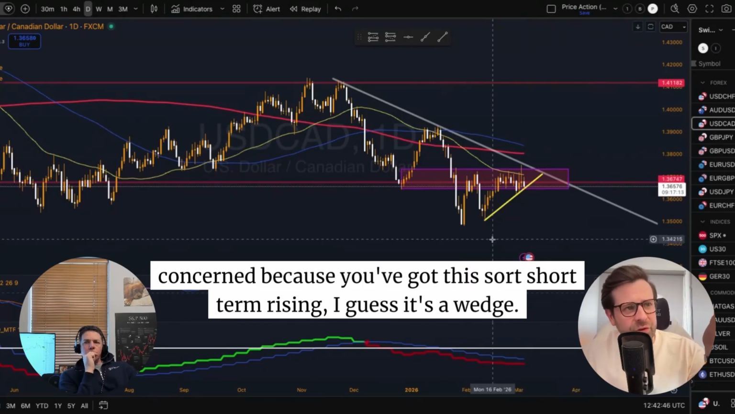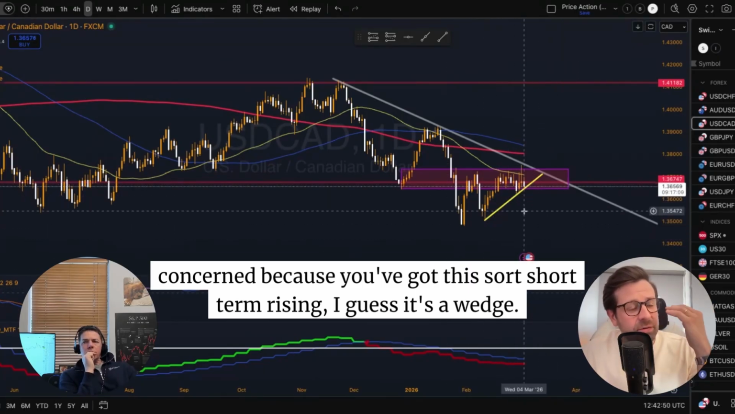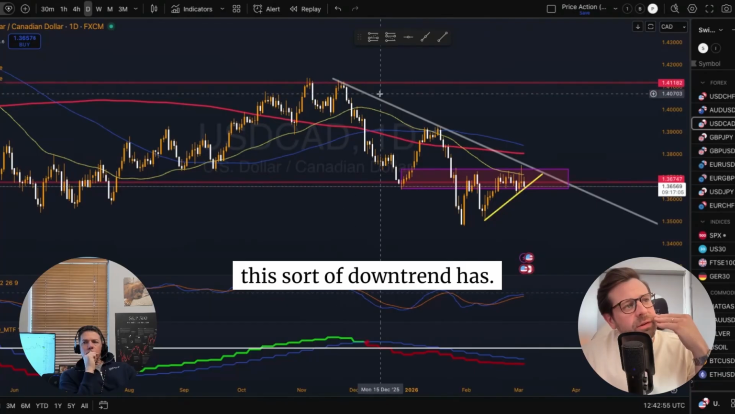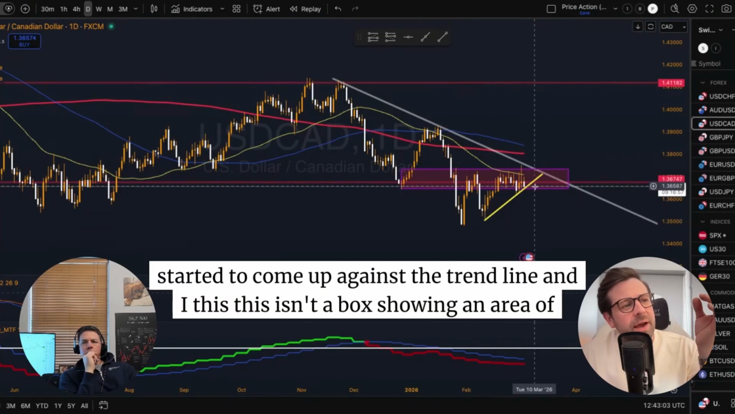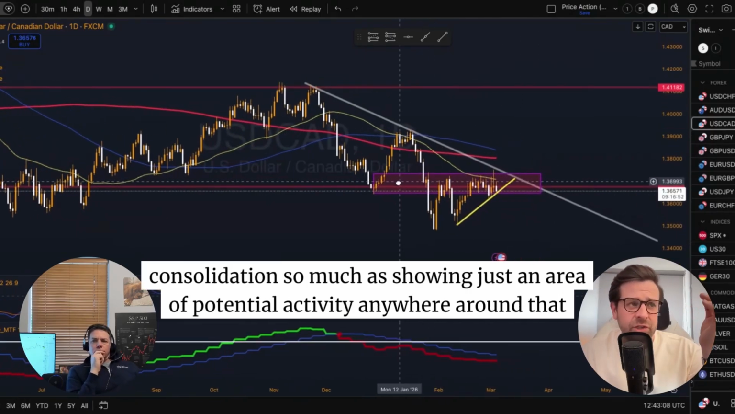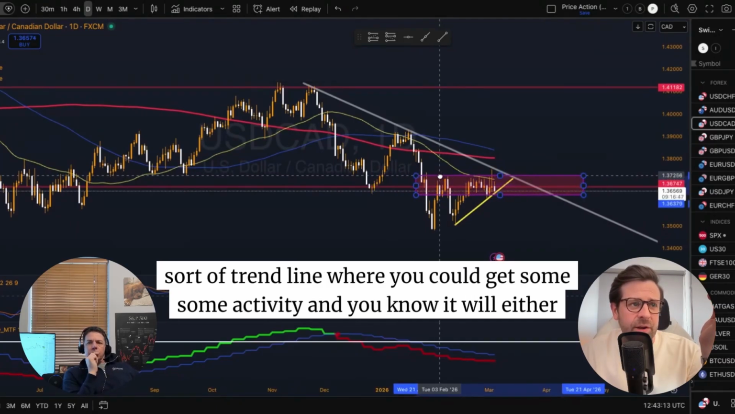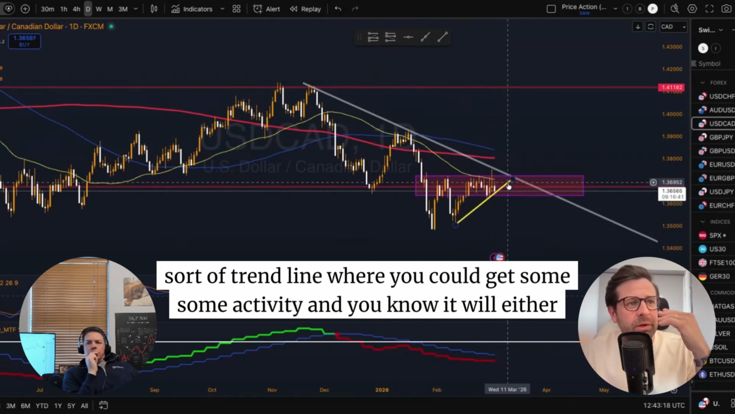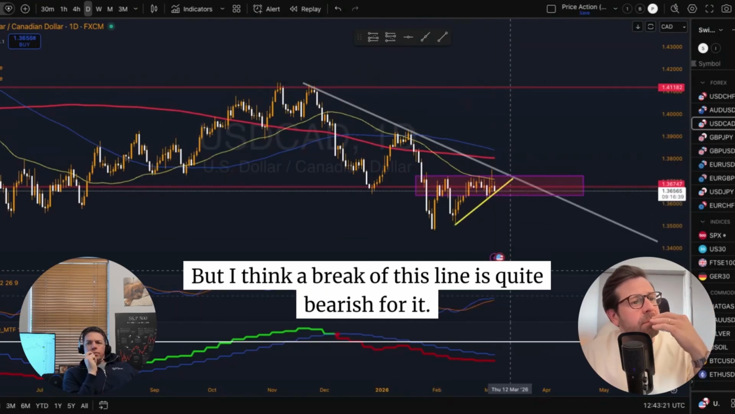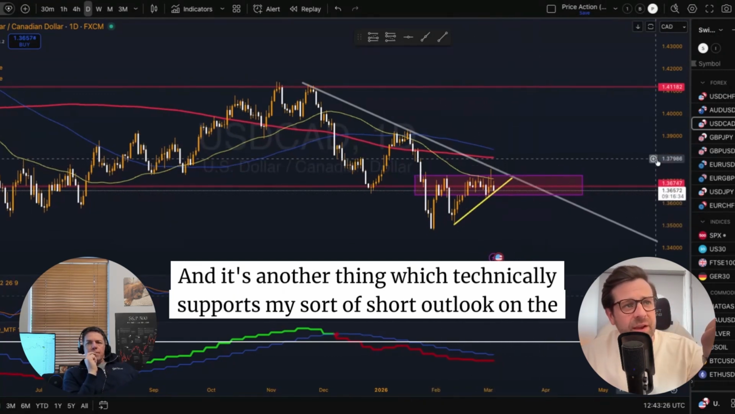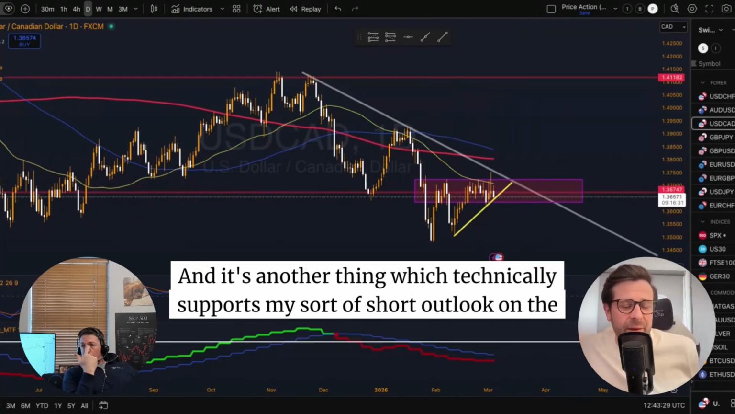because you've got this sort of short term rising, I guess it's a wedge. This sort of downtrend has started to come up against the trend line, and this isn't a box showing an area of consolidation so much as showing just an area of potential activity. Anywhere around that sort of trend line where you could get some activity, and it will either push up through here or push down through here. But I think a break of this line is quite bearish for it, and it's another thing which technically supports my sort of short outlook on the dollar, really.